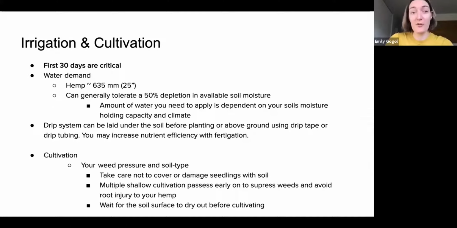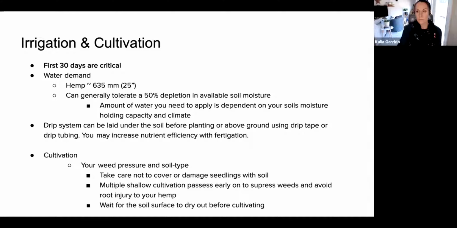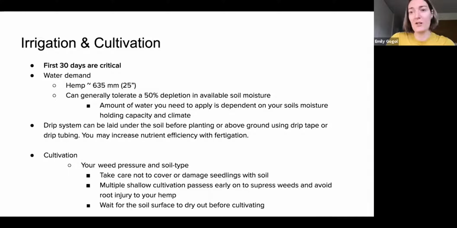Irrigation and cultivation. The first 30 days for hemp are critical. These plants, as many of you probably know, grow really fast. Their water demand can be quite high, and you have to have weeds suppressed in order for them to get up and get enough sun and get big. So during the first 30 days, water demand for hemp is about 25 inches. But remember, hemp does not like wet feet anywhere in the country. Whether you're growing on sand or clay, it does not like wet feet.